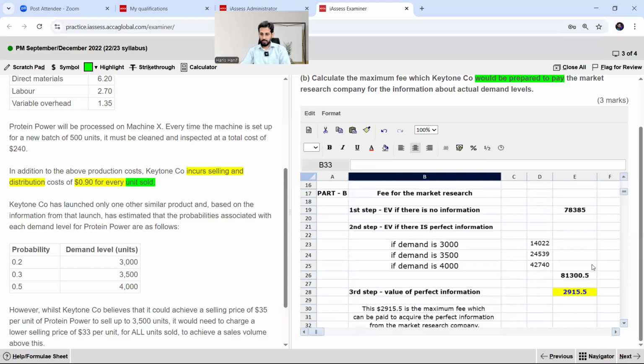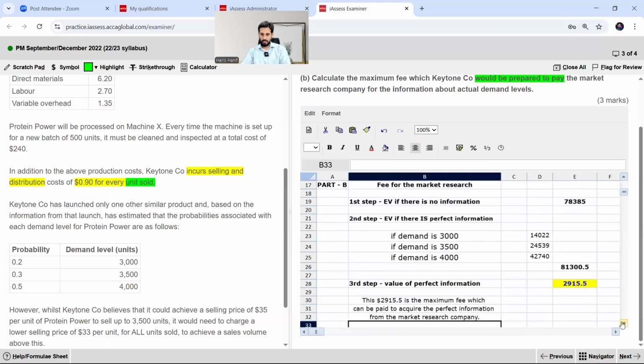So congratulations, you have completed the value of perfect information as well. The point to be noted is that reading the question and analyzing the scenario from it is utmost important.